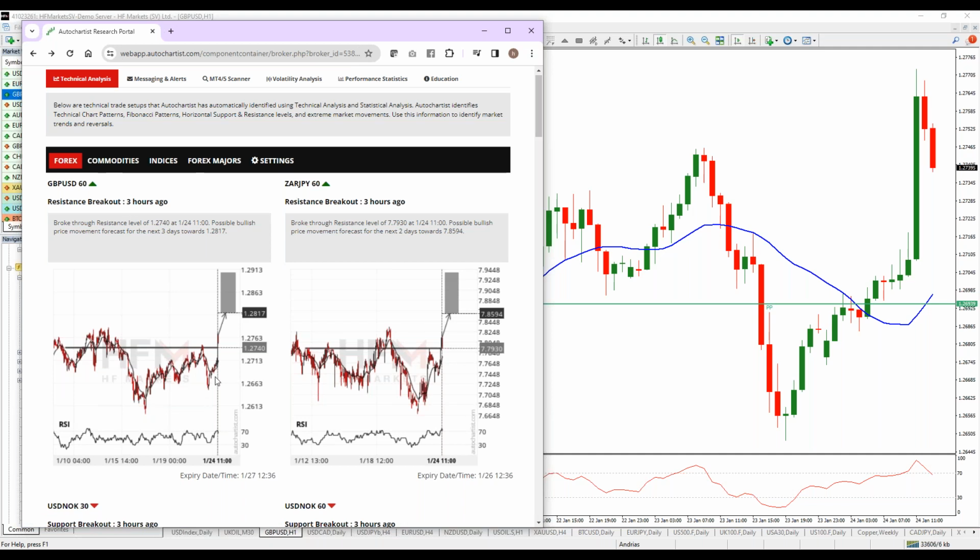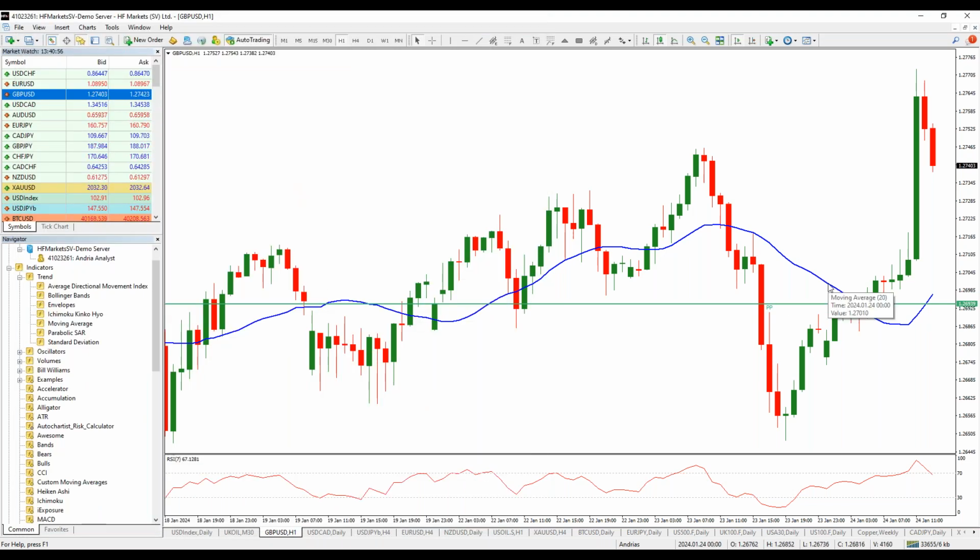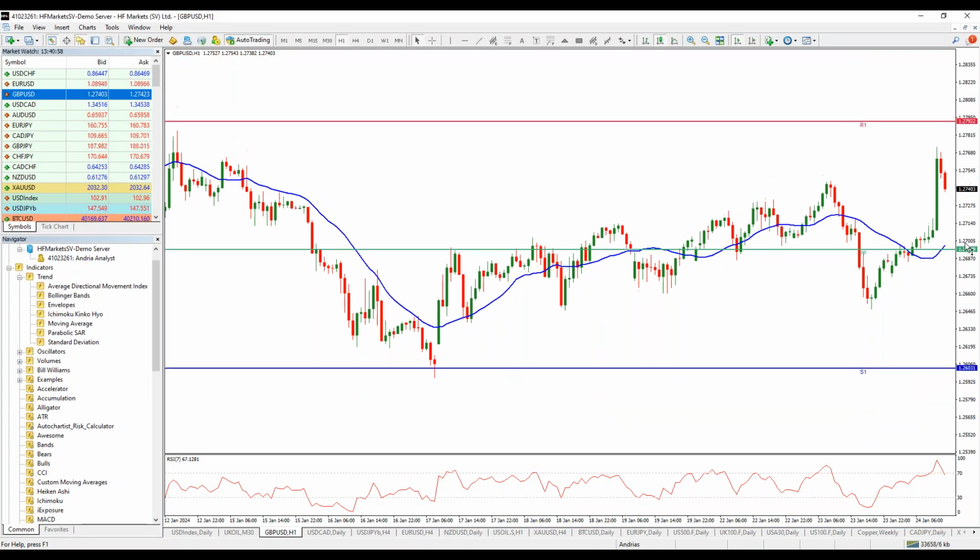My bad. So based on the Autochart analysis, it says that there was a key breakout of the resistance 127.40, which indicates a bullish price movement towards 128.17. So this signal suggests that because of the breakout of 127.40, the asset might breach 128.70. This is in a 1 hour time frame. So I am in a 1 hour time frame. Let's see.